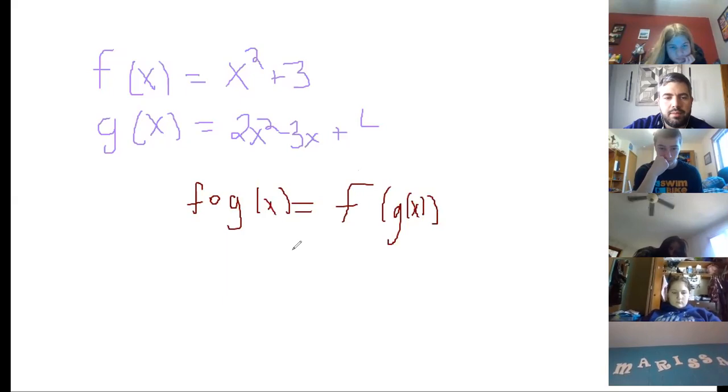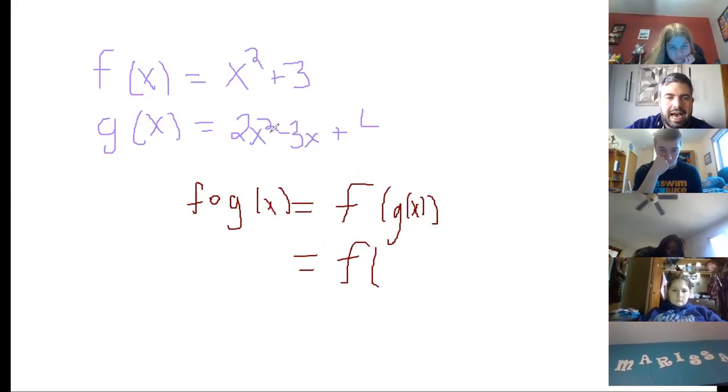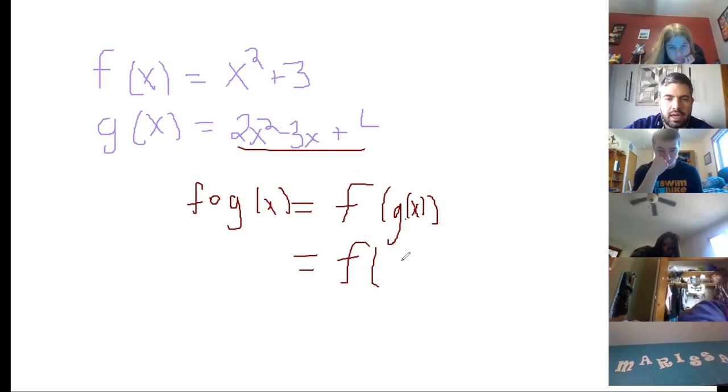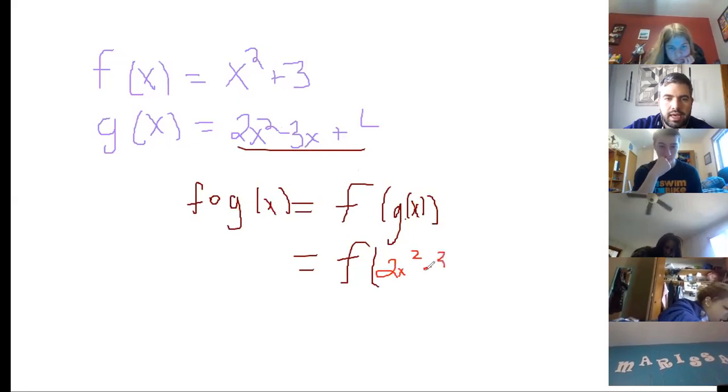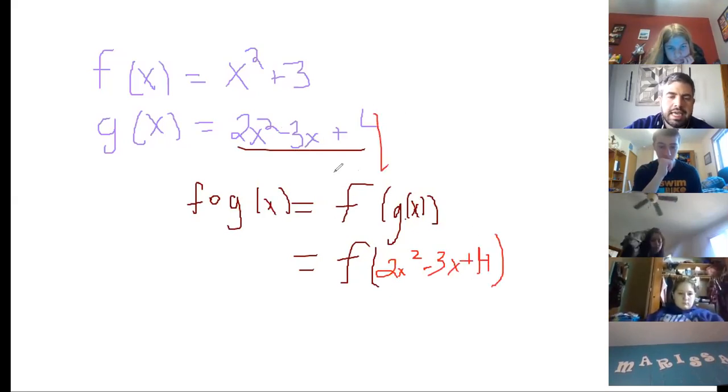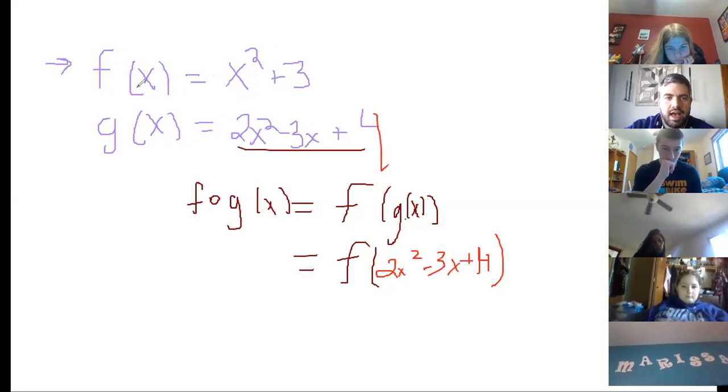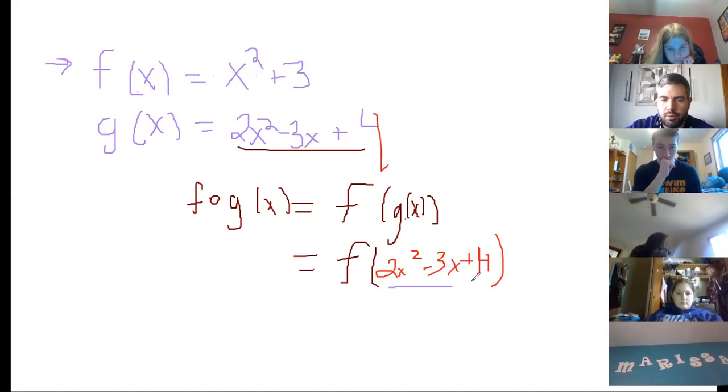Okay. And so what that means is I'm actually going to take the function f, and I'm going to put g of x, I'm going to replace this right here with this. And so I would write it as f of 2x squared minus 3x and then plus 4. So plus 4, right? And so what that means is I have to take my function right here, f, and take this x squared. Okay, so when it's f of x, I'm squaring whatever is in my parenthesis here. So I have to square that, and then I'm going to add 3.